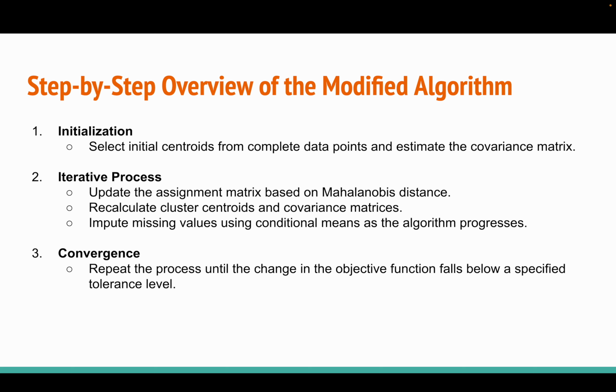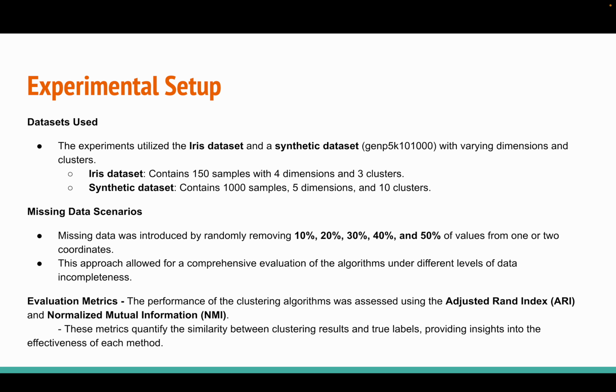So either the number of iterations are over, or again it is giving the same centroids. So what they have done is they used the iris dataset, which is a standard, very common, famous dataset for clustering and other operations, machine learning algorithms. So we have 150 samples and 4 dimensions and 3 clusters in it, and then they have generated a synthetic dataset containing 1000 samples, 5 dimensions and 10 clusters.